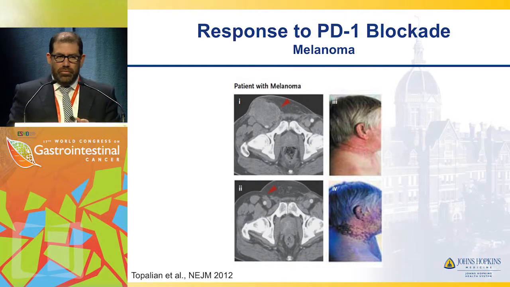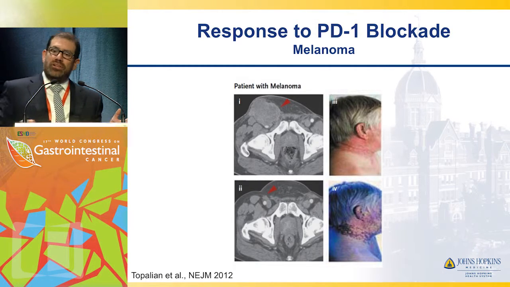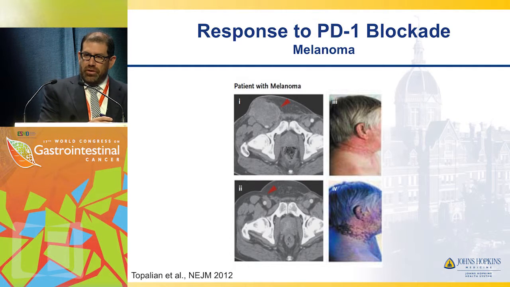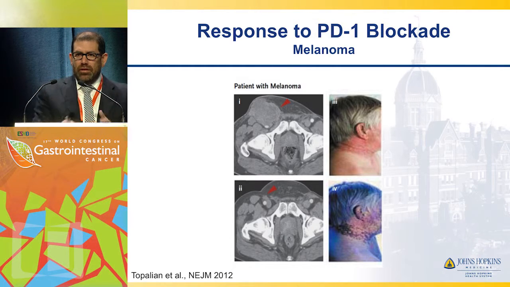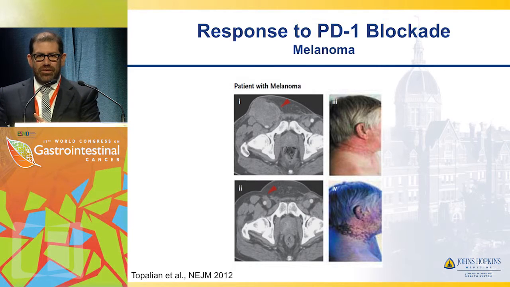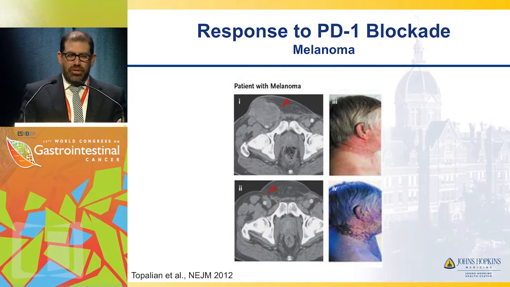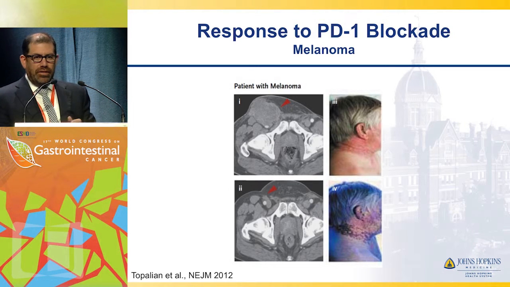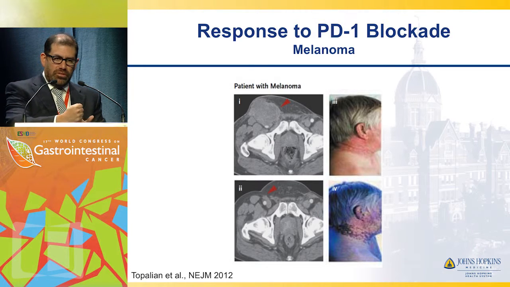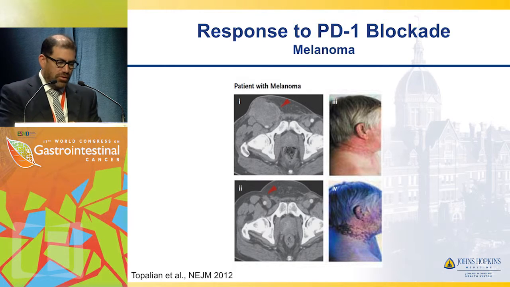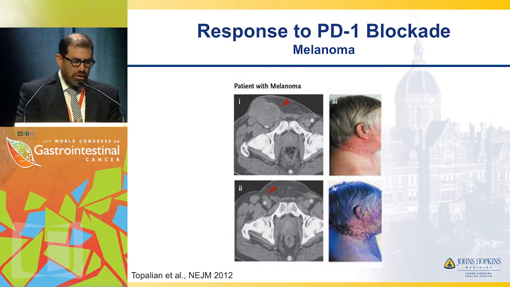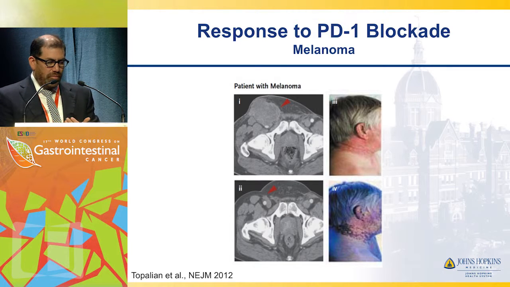And so we've all heard and probably been jealous of the responses that our colleagues have had who treat melanoma, lung cancer, kidney cancer, more recently certain bladder cancers and lymphomas with checkpoint inhibitors, molecules that turn on the immune system, turn on cytotoxic T cells to eradicate tumors. And here's an example of a patient before and after treatment with a checkpoint inhibitor targeting PD-1.